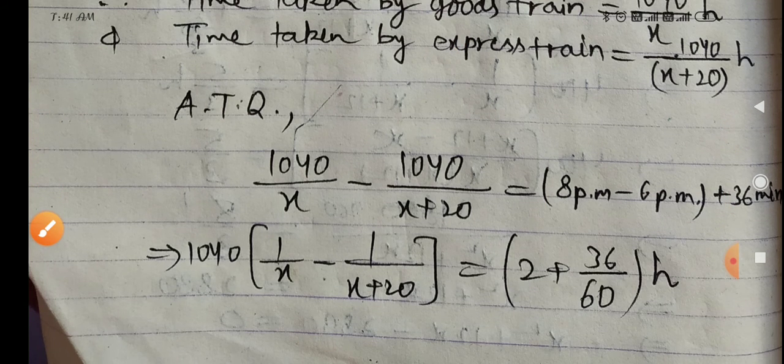According to the question, here you have to understand one step. Time taken by goods train minus time taken by express train, because time taken by goods train is more than time taken by express train. You can see the condition given in the question. Time taken by goods train minus time taken by express train is equal to 8 pm minus 6 pm plus 36 minutes. In the question it is given that the express train reaches the second station 36 minutes before the goods train. So difference should be 36 minutes according to you.